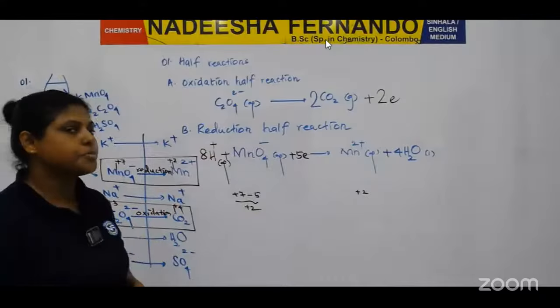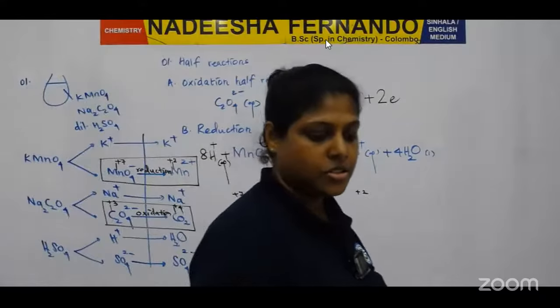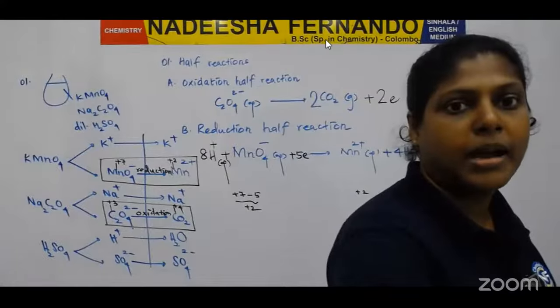Minus 5, here plus 2. So now the reaction is balanced. The oxidation and reduction reactions are already balanced.